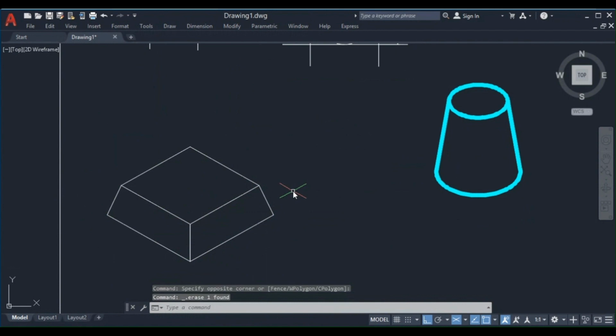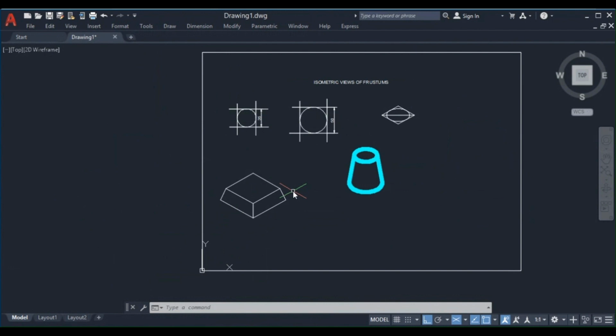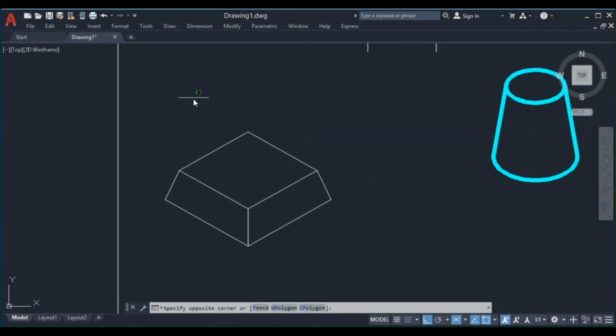Are you able to follow how to construct a frustum of a square pyramid? Are you able to follow or not? Yes, sir. That apex portion is removed, right?